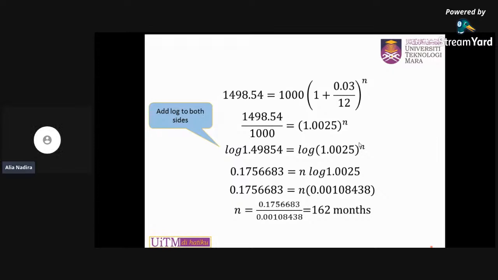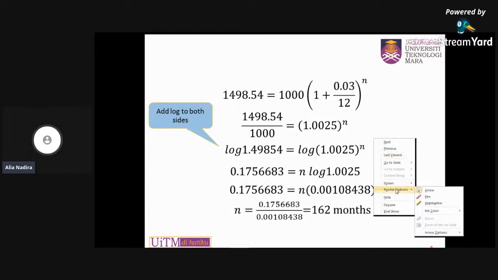Okay, so in log, we have the property here. If let's say this one your power kan, you boleh bawa ke depan. So bila you bawa ke depan, dia akan jadi N log 1.0025. Okay, kuasa ni diturunkan ke hadapan.